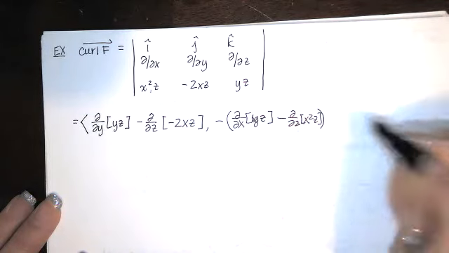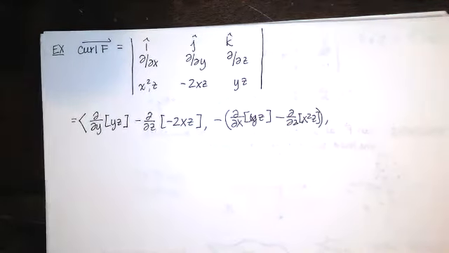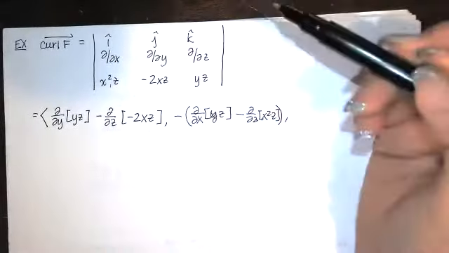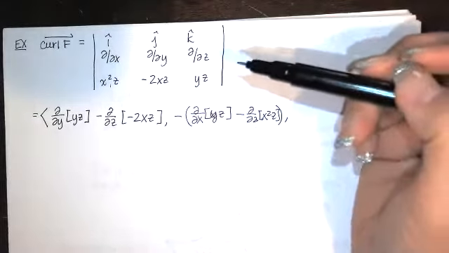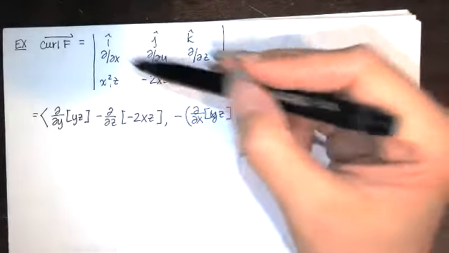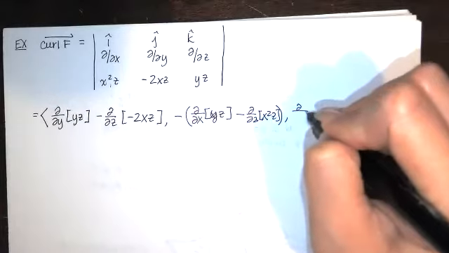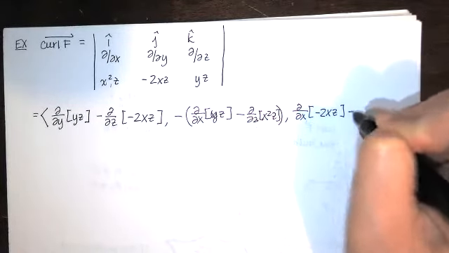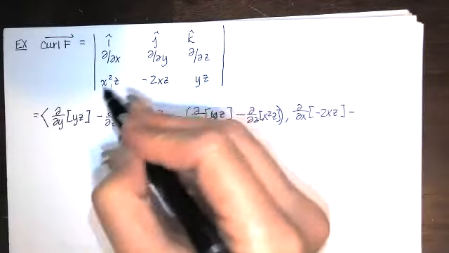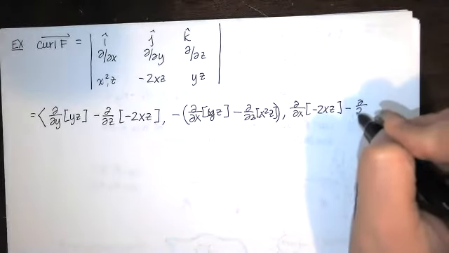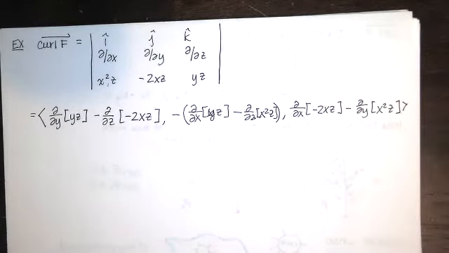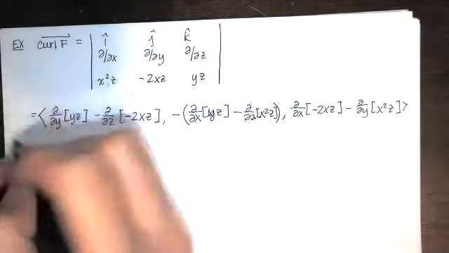You don't have to write out all of these steps if you don't want to. I think it's helpful when you're just starting to learn. Now we cross out the row and column containing k hat. You take the partial with respect to x of this guy. And then you subtract the partial with respect to y of that guy. All right, easy breezy. Now I just need to do my partial derivatives.